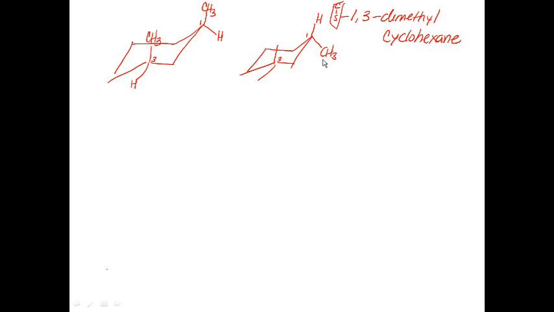If I put the first methyl group equatorial, where would the second methyl group have to go on carbon 3 to be cis? If you said that it would have to go in the equatorial position, you're right. Because this methyl group on this axial position is below the plane of the ring, this methyl group is below the plane of the ring, and therefore they're cis.